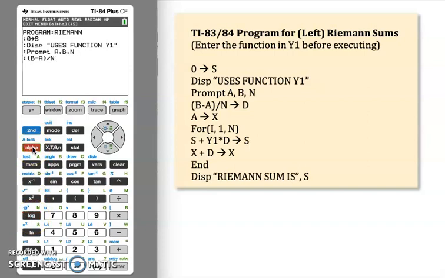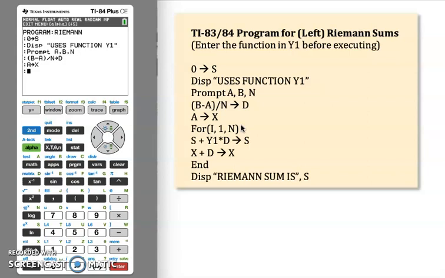So let's store, no, I don't want alpha, how do I turn it off? Okay. Store in D, so alpha D. Like that, enter. And now we're going to store the value of A as X. So store into alpha X. Enter. And then the next two lines allow us to repeatedly add the area of the rectangles.